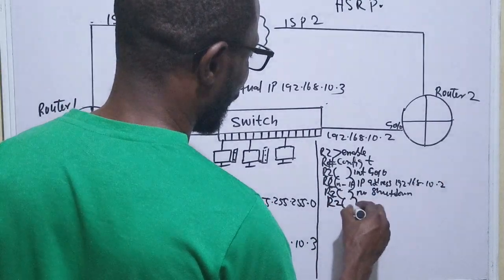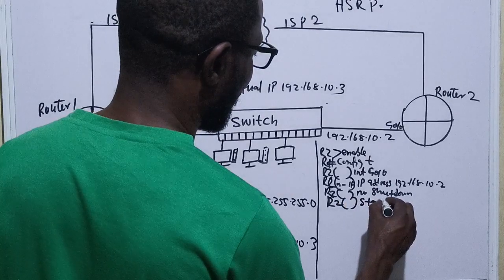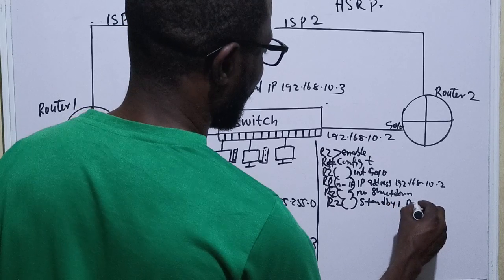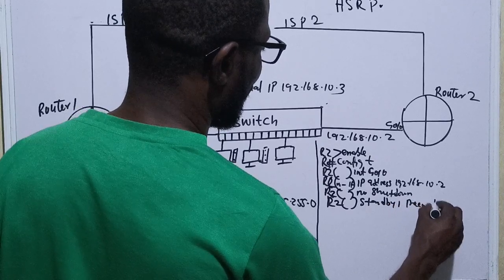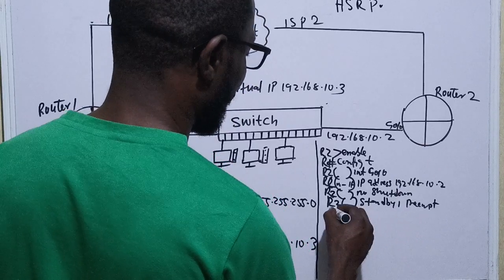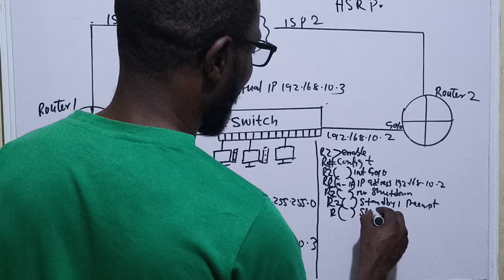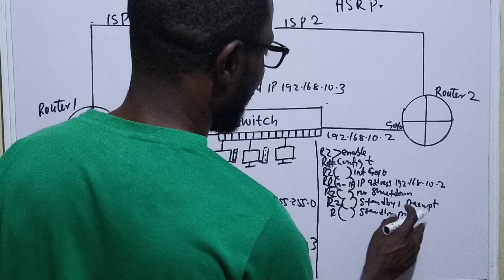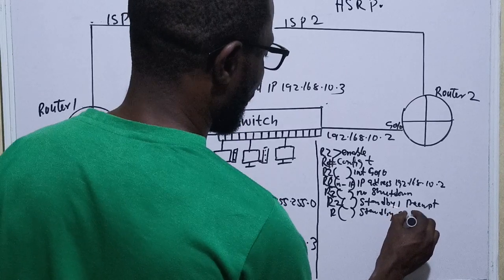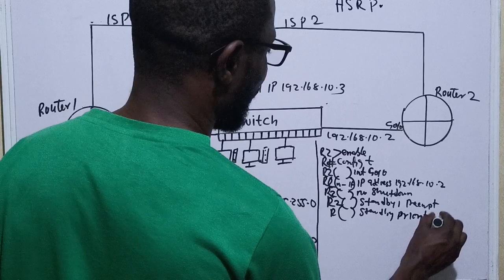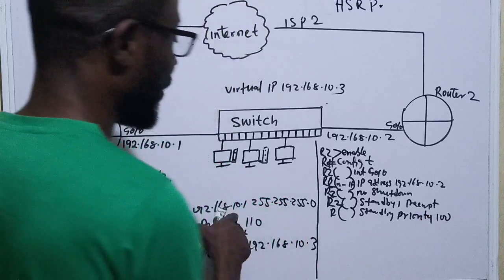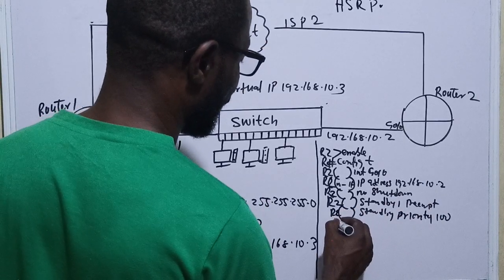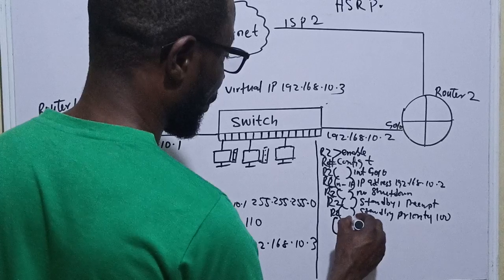You are still in Router 2, where you put standby 1 preempt. Okay, you hit enter. Router 2, standby 1 priority. The priority is 100. Remember, I raised the other one. This is going to be standby. The higher priority takes the responsibility of being active.